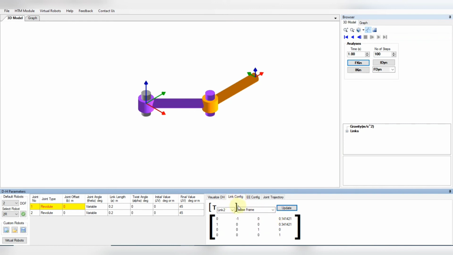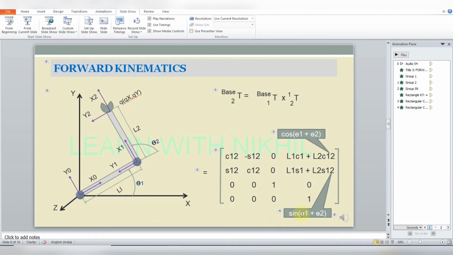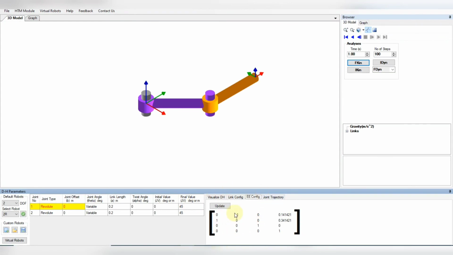So this is the link configuration. You can also check the EE configuration. This is the final matrix. This will be the same as this because this is the transformation of link 2, that is the end effector, with respect to the base frame. This will be the same because here you get the combined thing. This is the same transformation of the end effector with respect to the base frame. So this is the 4x4 matrix. So we have seen manually how to calculate it, and we have seen it using Robo Analyzer software also.